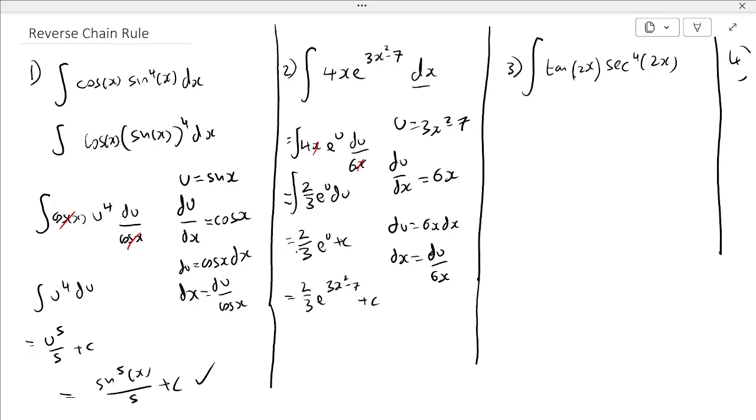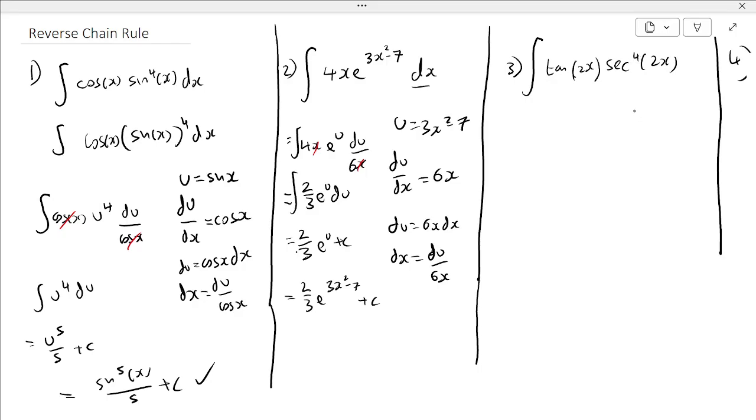Give me a second to have a look at this one. It's not immediately obvious what my u should be. Okay, you need a function and its derivative. So you might first think to do tan. But if u was tan, the derivative of tan is sec squared x. So this 4 is not 2, right? That was a 2. u equals tan would be great, because then I multiply by its derivative. That's not quite it.